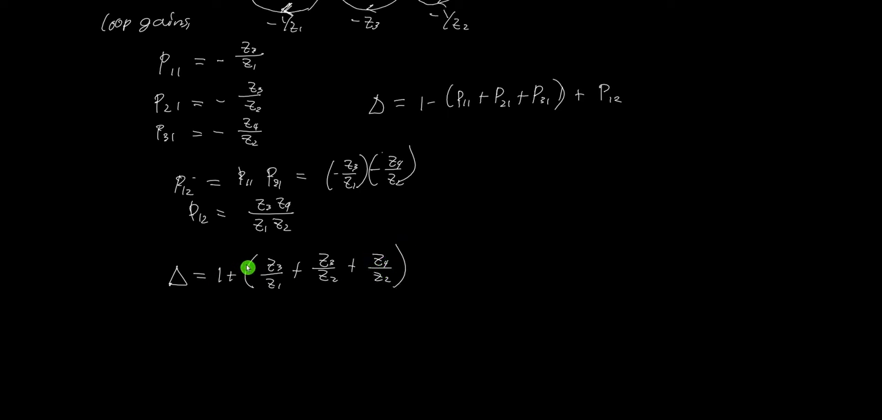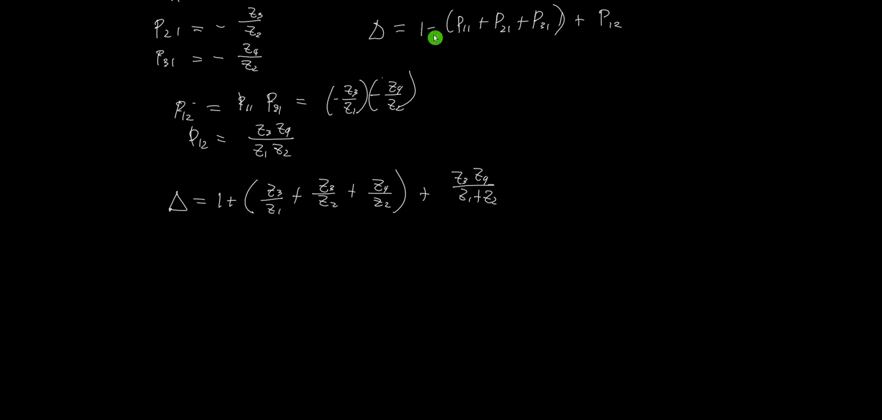And the negative is cancelled in here because minus times minus is positive. Then plus P12, and this is Z3, Z4 all over Z1 plus Z2. And that will be our delta.